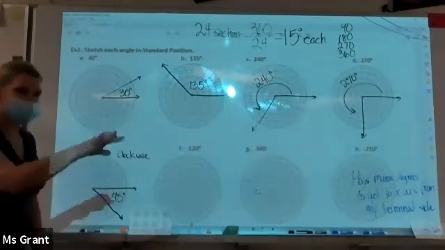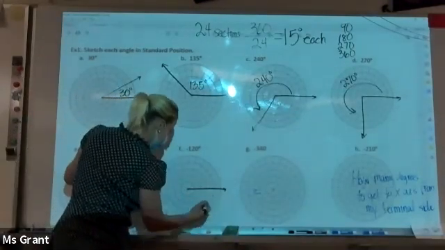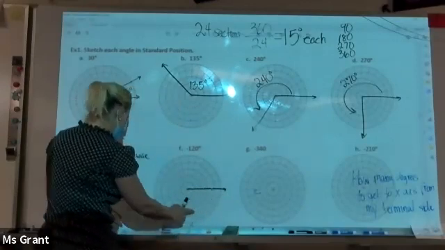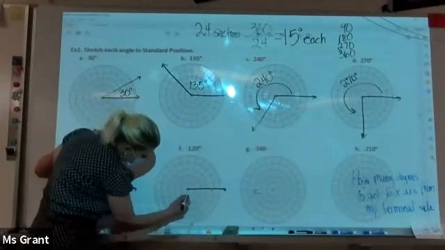-120, downward, clockwise. Start on your initial side. Ready? 90. Okay. 105, 120.